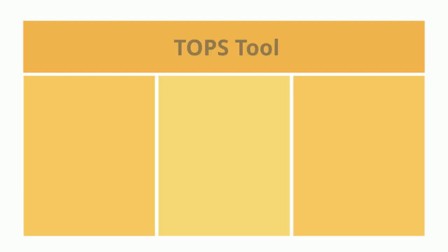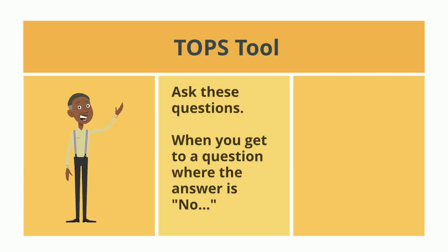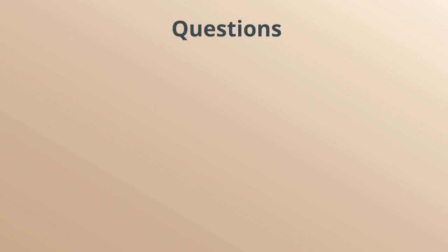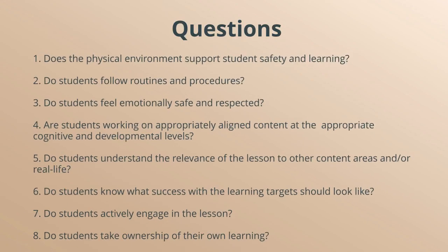That's why, with the TOPS tool, we have a list of questions that observers ask themselves whenever they visit a teacher's classroom. If the answer to one of the questions is yes, great, keep going. But when you get to a question where the answer is no, stop. This is where the observer and the teacher will work together to choose a growth step. Here are the questions that observers ask themselves, in this order.